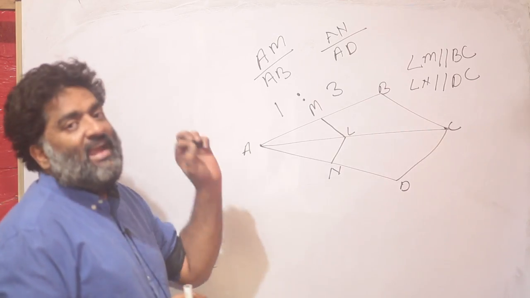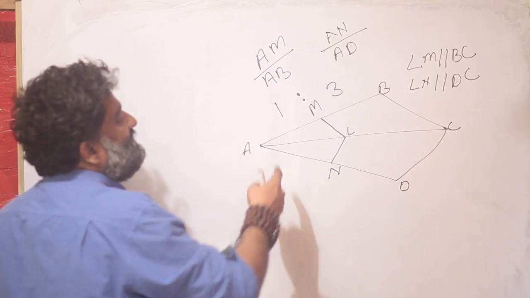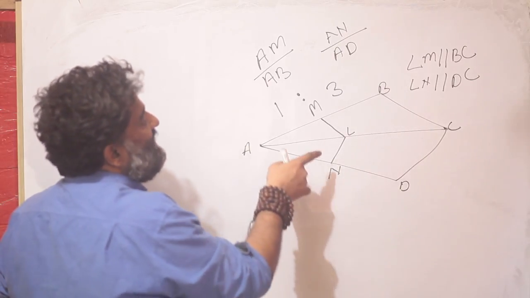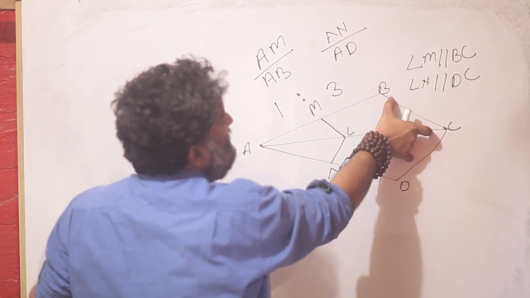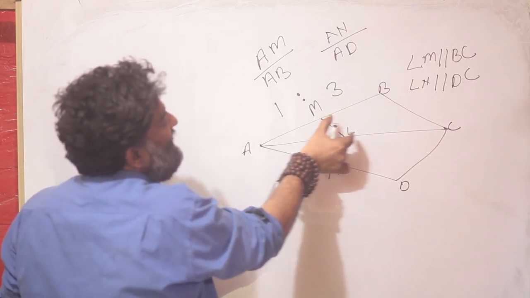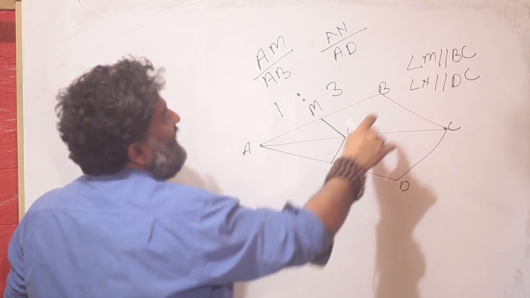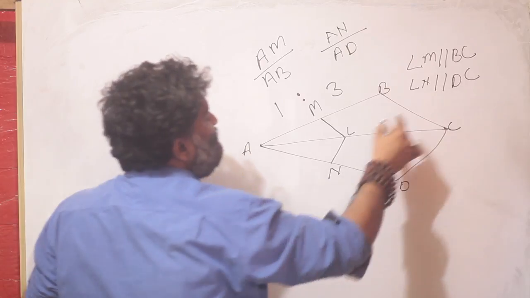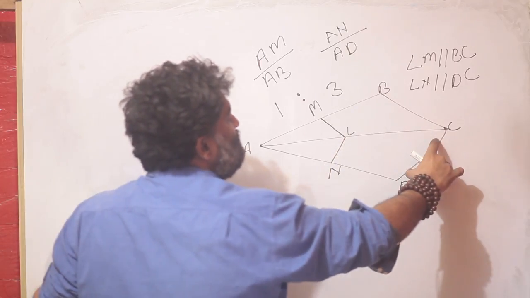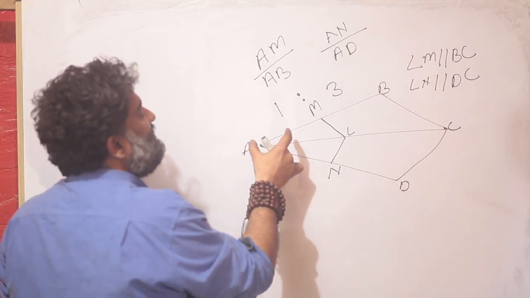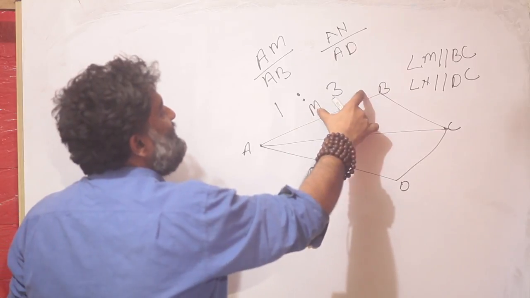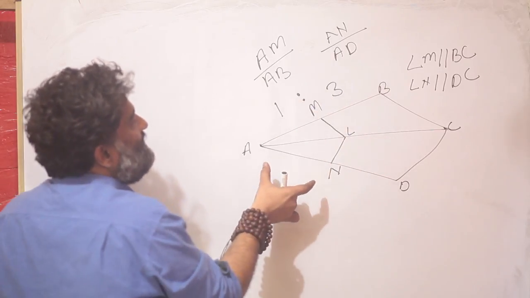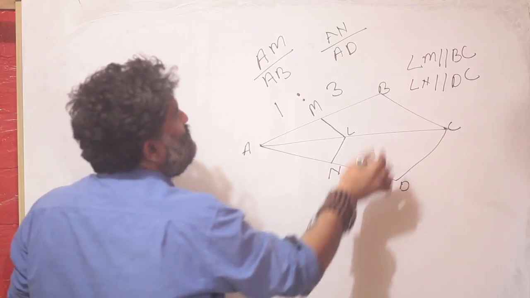So let us now apply the idea in an actual problem. This is the figure given to us, and I know that LM is parallel to BC. That means this line is parallel to this line, and also that LN is parallel to DC. So LN is parallel to DC. And it is given to me that AM is to MB is 1:3, and the question is, what is AN is to ND?